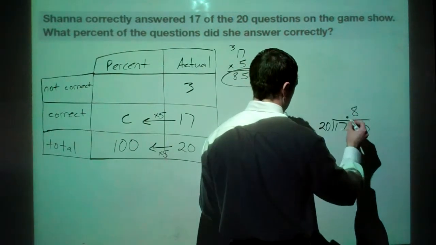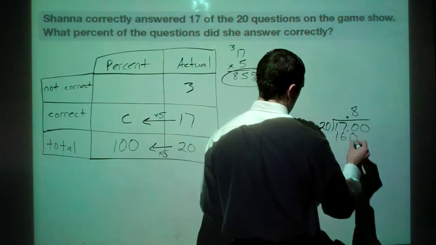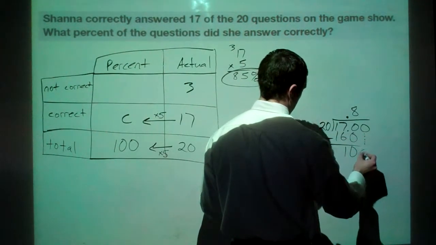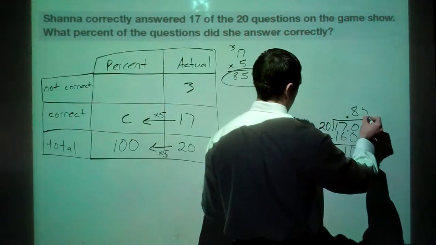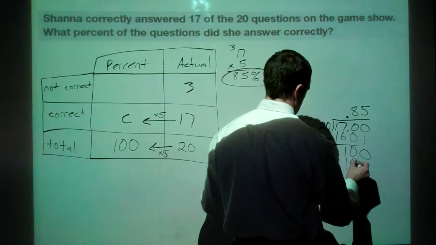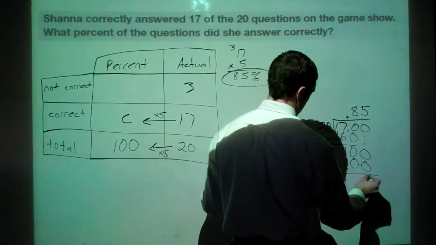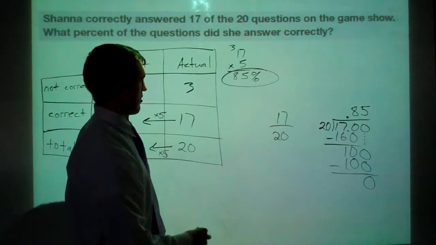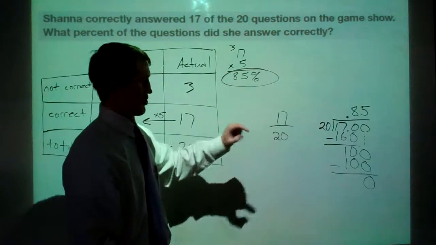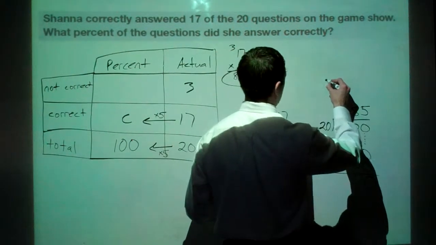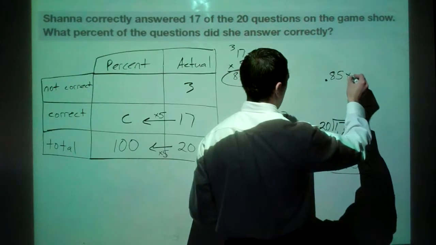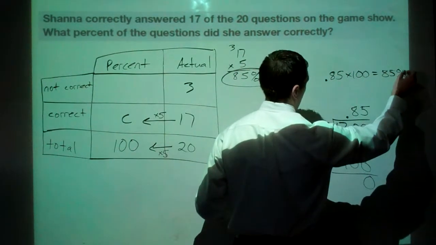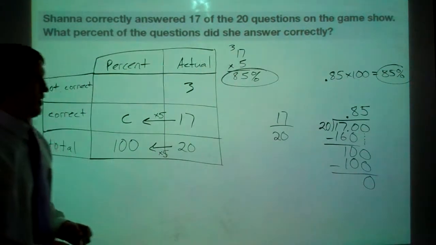20 goes into 17 0 times, so 20 goes into 170 8 times. 8 times 20 is 160. 170 minus 160 is 10. Drop your 0. 20 goes into 100 5 times. 5 times 20 is 100. Remainder is 0. So 0.85 is a decimal. In order to turn that into a percent, we just multiply it by 100. Or just move your decimal 2 spots to the right. Okay. Either way, right answer.